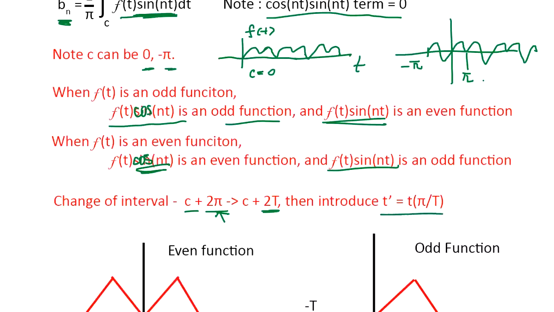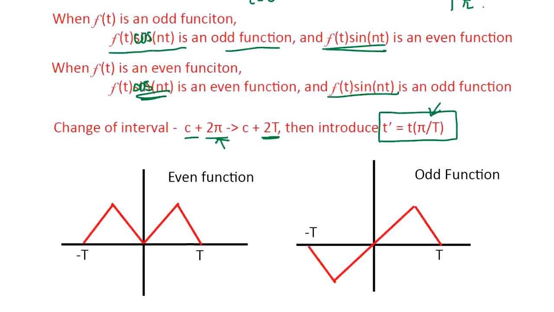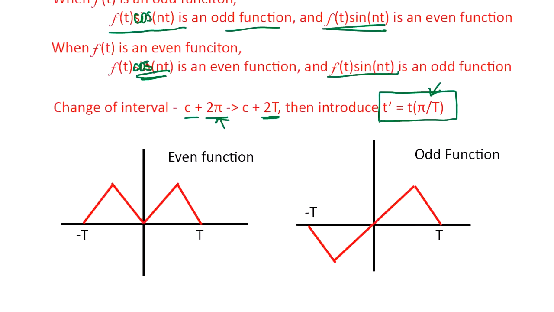The change of interval c to t, we generalize to 2t, not the pi. Easily we can do it by introducing a new time scale. The time scale is multiplied by pi over t. So we can generalize a Fourier series for any period, and this is the odd function, and this is the even function.